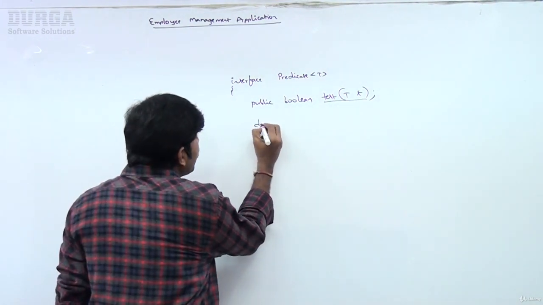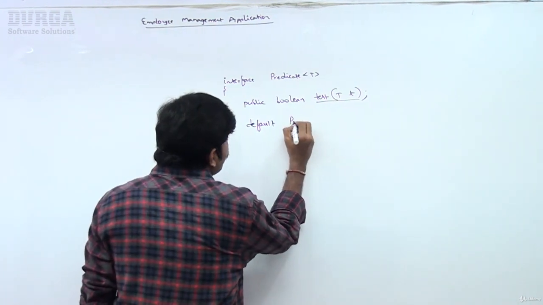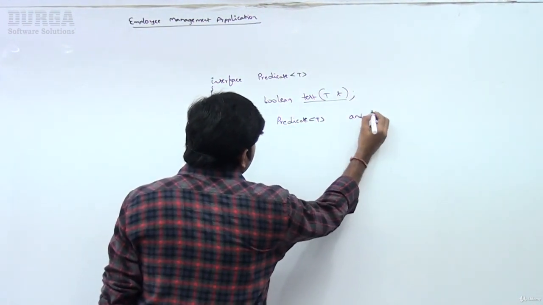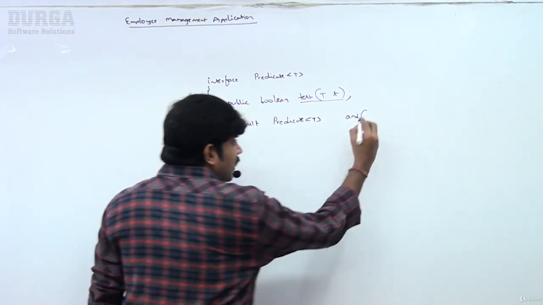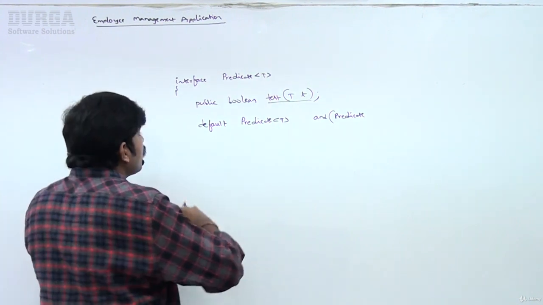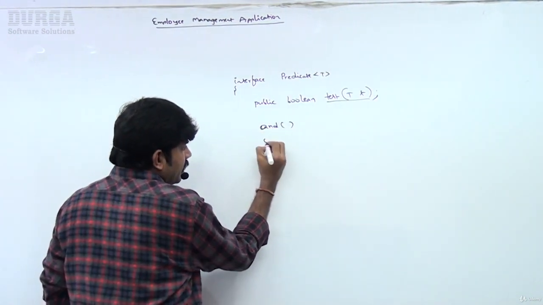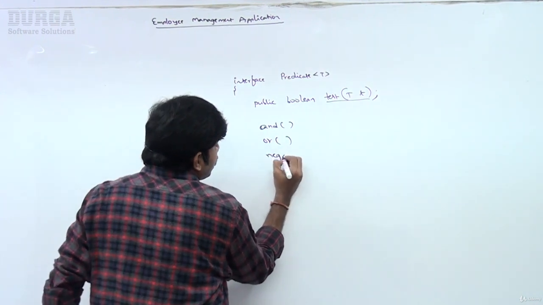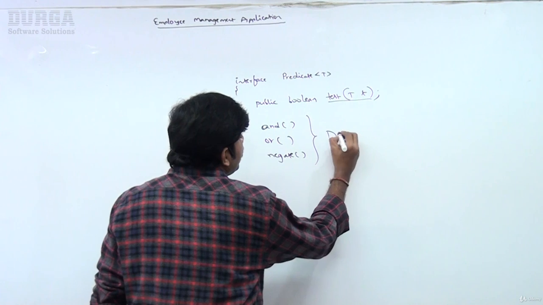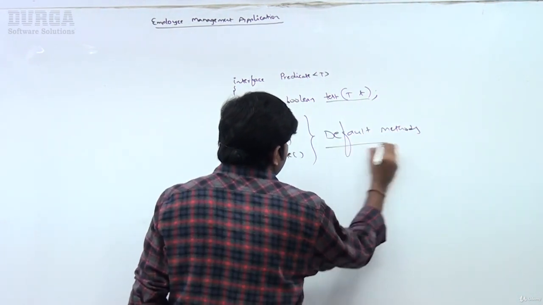What is the next one, sir? Do you know there are multiple default methods? What are those default methods? Here, you can pass the and method. Of course, it is going to take a predicate as the argument. Don't worry much about this. We use the and method, next the or method, and then the negate method. These three methods are default methods.